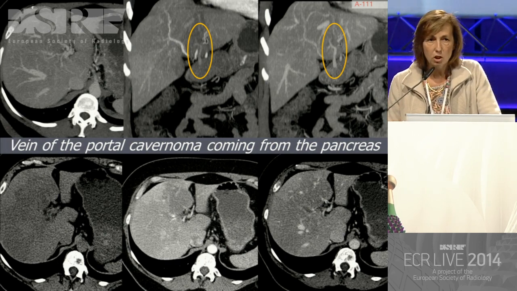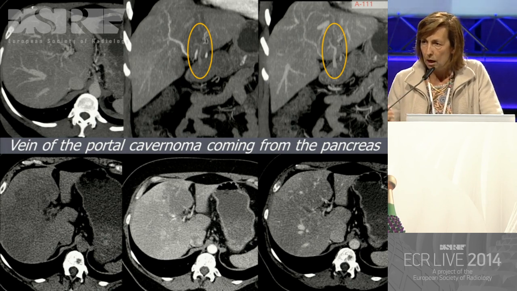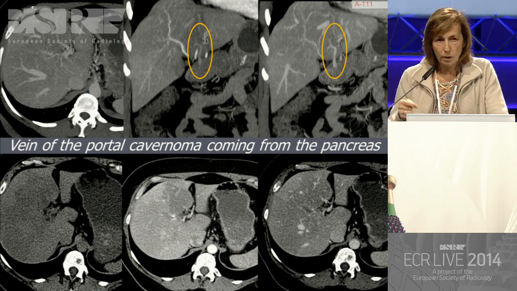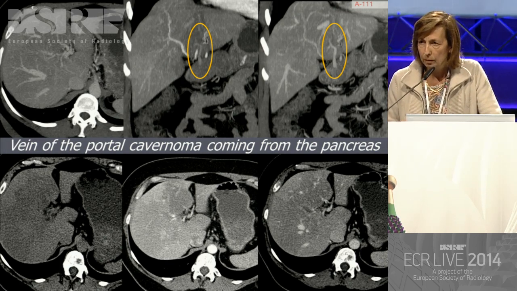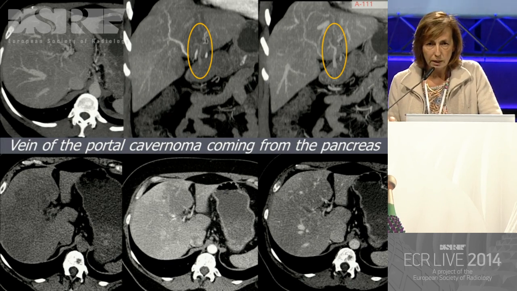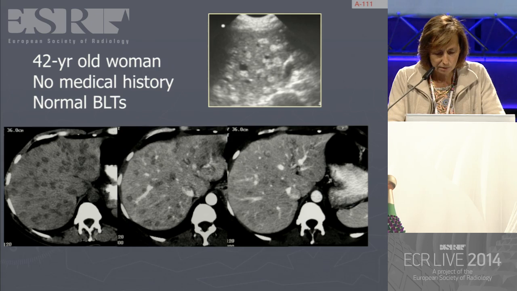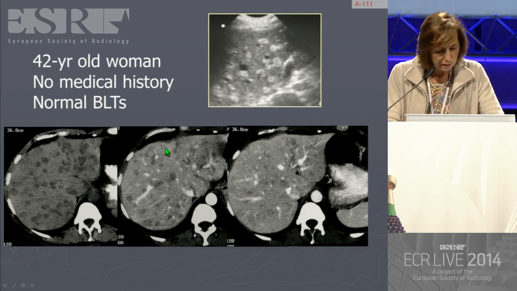My first message is focal fatty steatosis or focal fatty sparing arise in specific locations. Second, they are related most of the time to portal venous anomalies, and the rationale is the content of insulin within the vessels that explain sparing or focal steatosis. Let's move to another case.